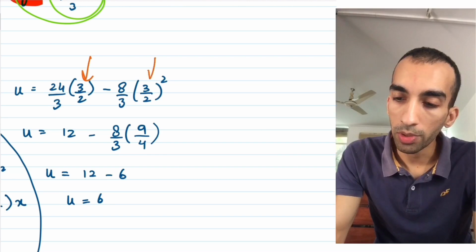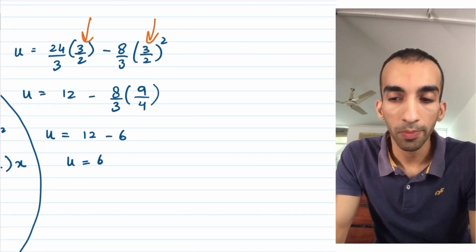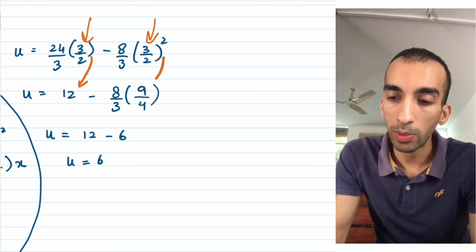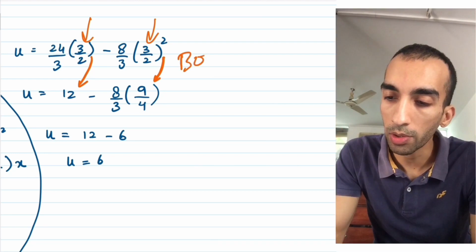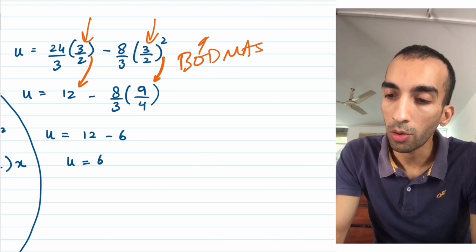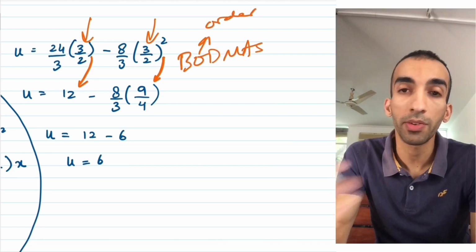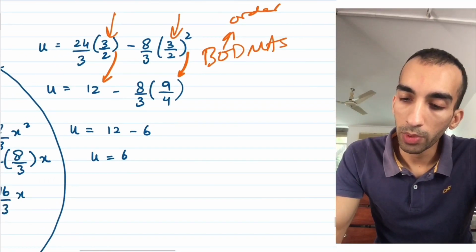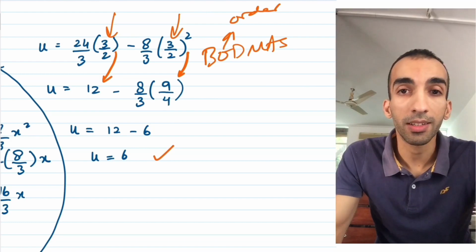So 3 by 2 and 3 by 2 whole square, if I solve that, simple plain arithmetic, 3 by 2 multiplied with 24 by 3 gives us 12. And we will obviously take the square first. Why? Because BODMAS says order first. Order is basically referring to exponent or power or index. We multiply that, we get 12 minus 6, u is 6, and that is the final answer.